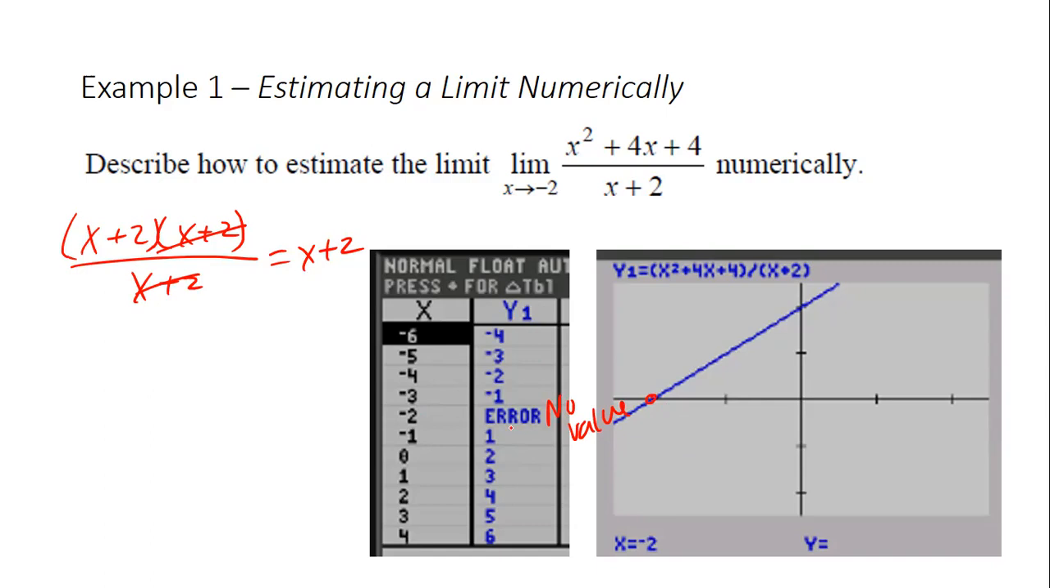So again, the error here represents that there is no value, but is it asking us for the value? No, it's asking us for the limit as it goes to -2. When we're looking at the limit, we're analyzing what would it be if it was approaching here? It would be 0. So the limit as x goes to -2 for x squared plus 4x plus 4 all over x plus 2 would equal 0. Does that make sense? Because that's where we'd be going, but because there's a hole, it doesn't have a value there.